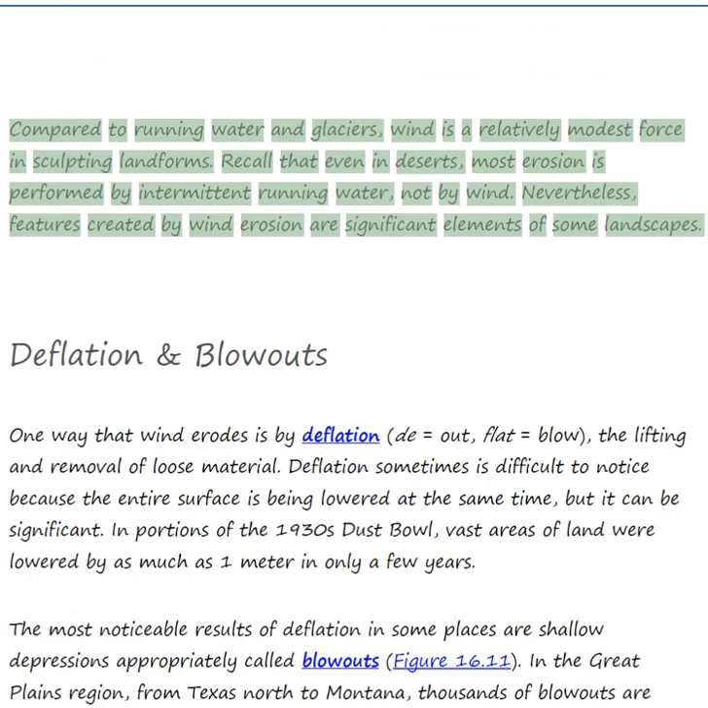Compared to running water and glaciers, wind is a relatively modest force in sculpting landforms. Recall that even in deserts, most erosion is performed by intermittent running water, not by wind. Nevertheless, features created by wind erosion are significant elements of some landscapes.